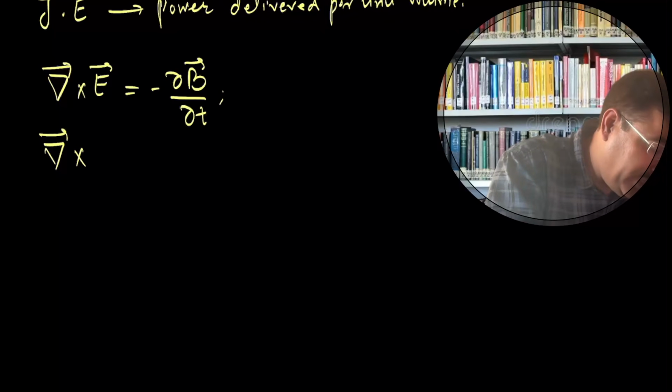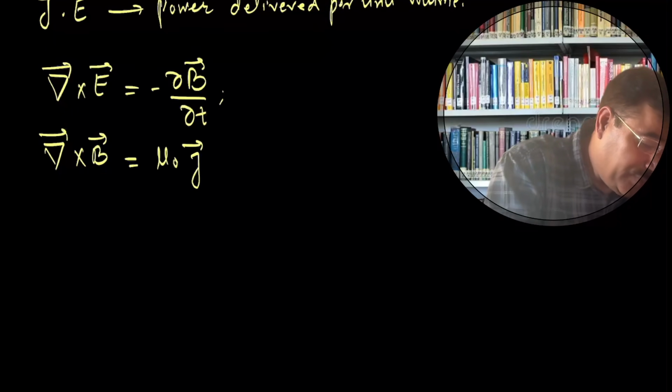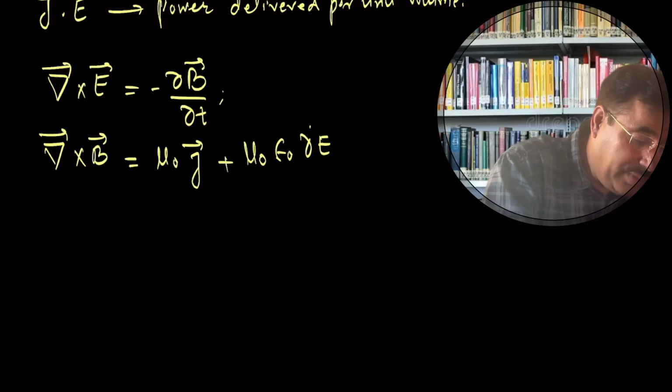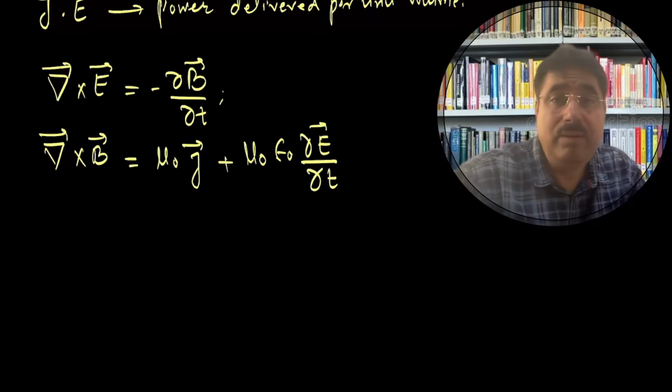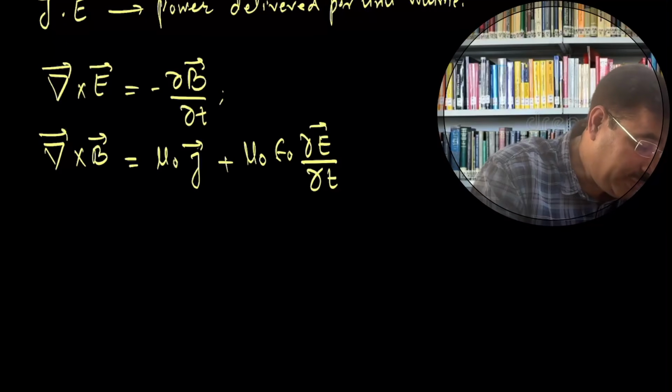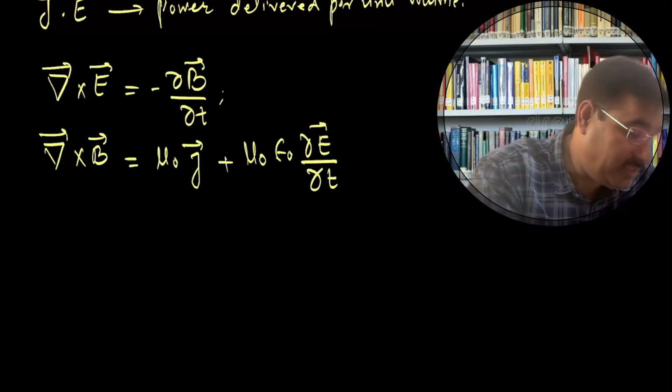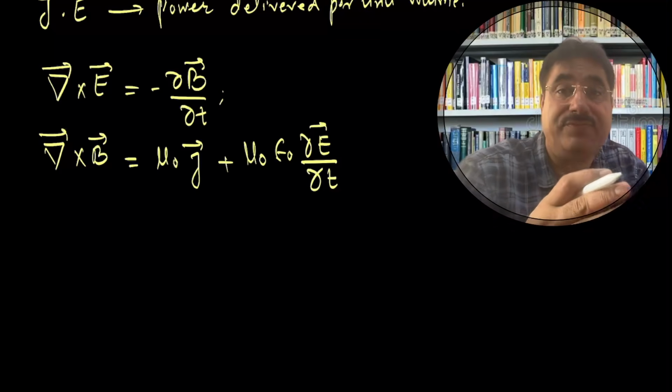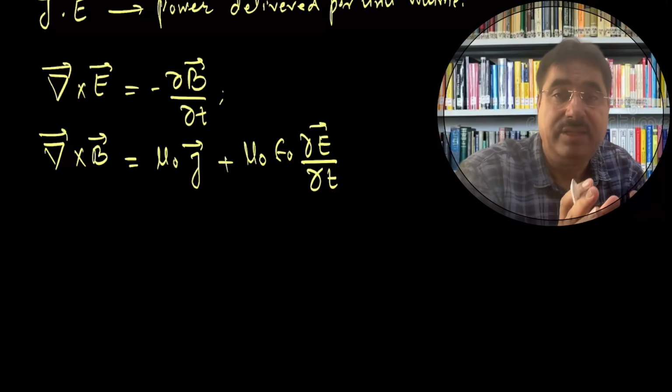That's equal to minus del B by del T. This is my one equation. The second equation, and there's a fourth equation: del cross B is equal to mu naught J plus mu naught epsilon naught del E by del T. See, I am looking for the E dot J term. Keep that in mind, because that will give me how much power is delivered to the bunch of charges if some charges are in that field.